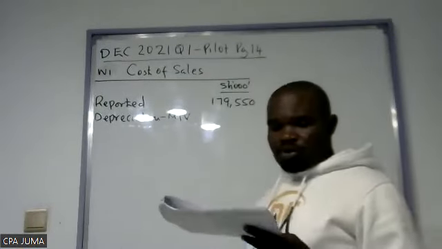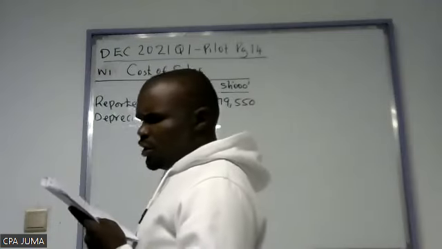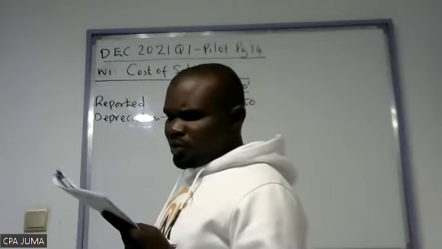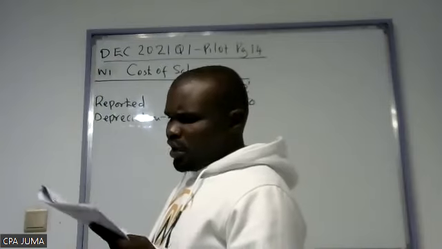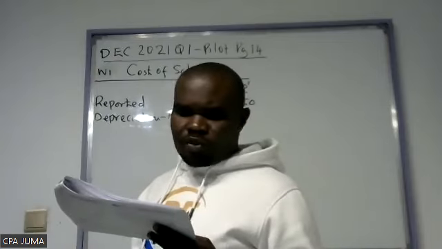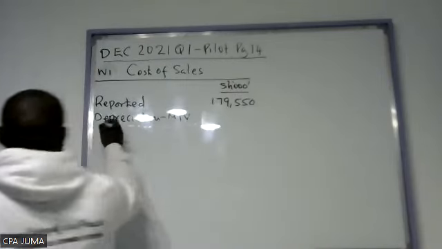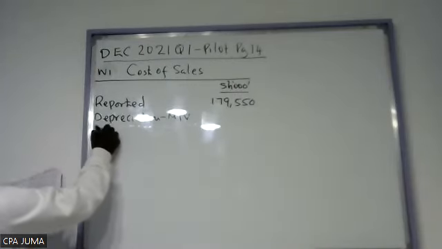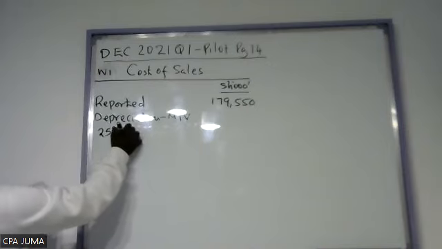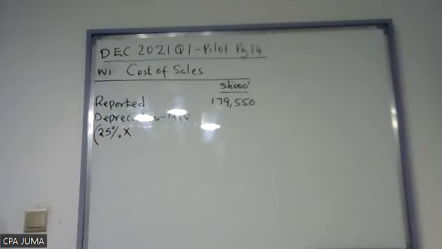So depreciation on motor vehicle, it is 25%. Then 20% is what you take to cost of sales, and 80% will go to distribution. So you will take 25% times the cost of motor vehicle.